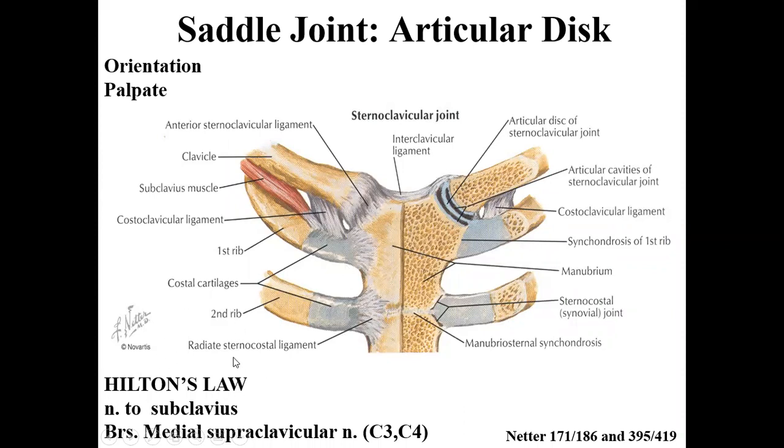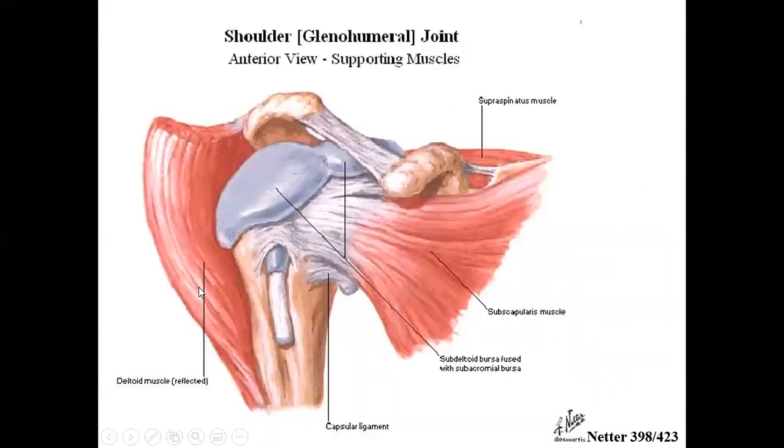I don't know what Hilton's law is. Nerve to subclavius, medial supraclavicular nerve, C3, C4. I don't know what these are in reference to. I can tell you that this is the subclavius muscle, and obviously nerve to subclavius is the innervation for it, versus the medial supraclavicular nerve. Well, supraclavicular is going to the posterior aspect of the scapula to do supraspinatus and infraspinatus innervation, but I don't know what this particular law is in reference to.